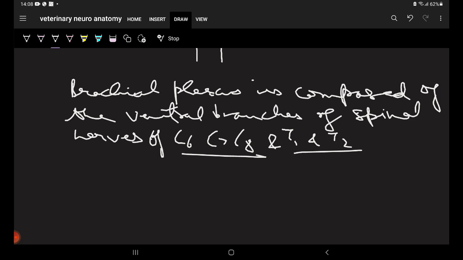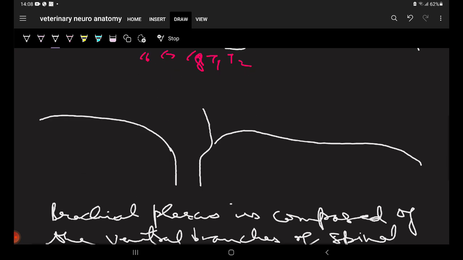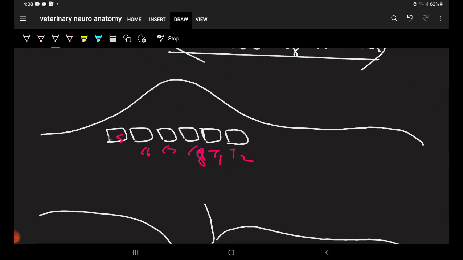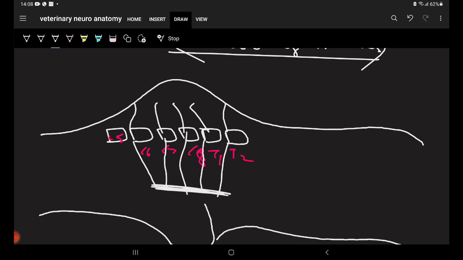But what is the meaning of this statement? The brachial plexus is composed of, or is formed by, the ventral branches of spinal nerves of C6, C7, C8 and T1 and T2. So let me first draw some lines here like this, and this. So this is the brachial plexus.